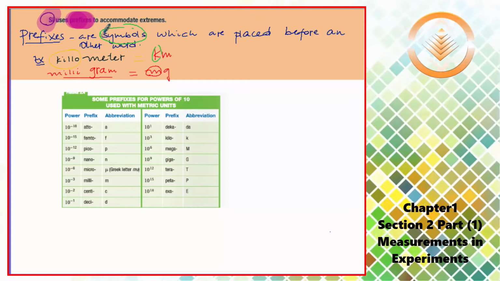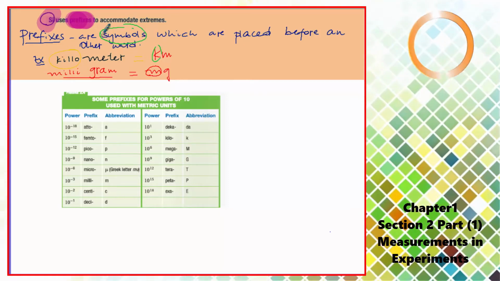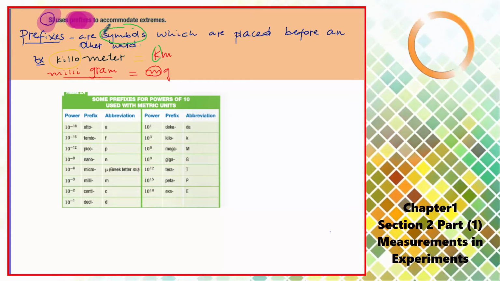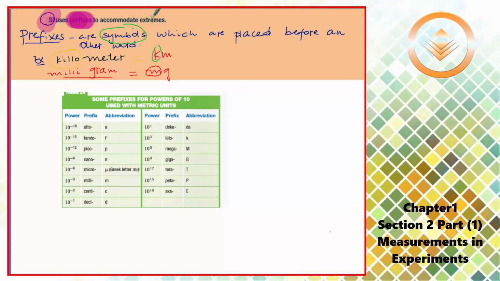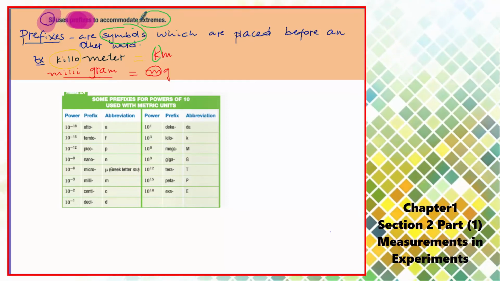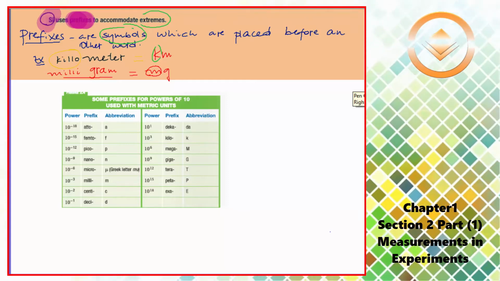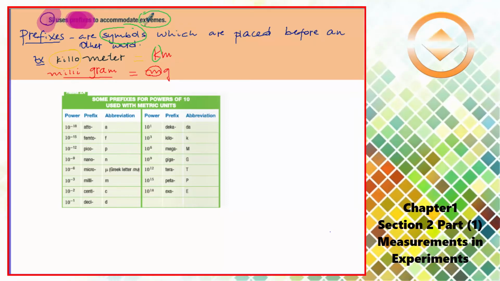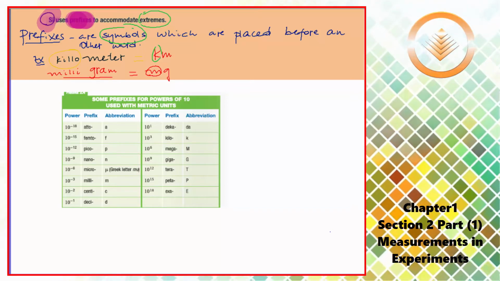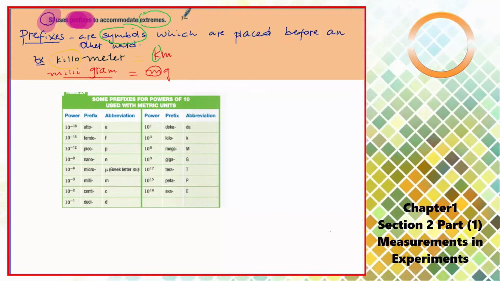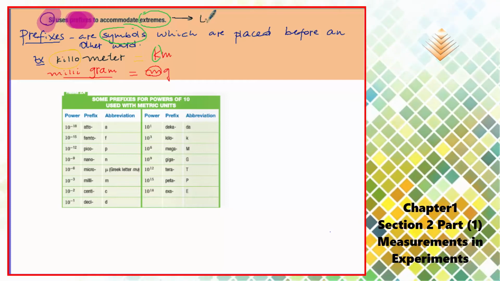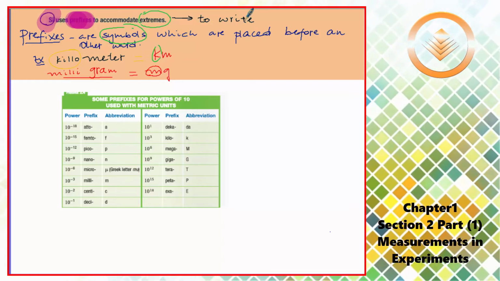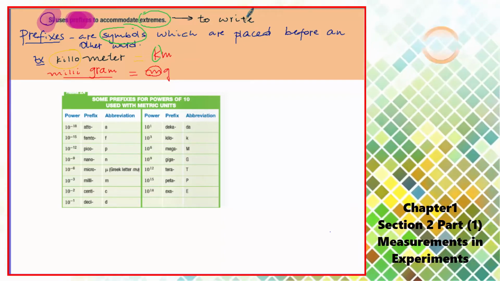And here, why are we using prefixes? Why do scientists use prefixes? Prefixes are used to accommodate extreme values. When you say extremes, for example, if the number is too big or too small, we can rewrite it by a word or a symbol called a prefix. So prefixes are used to write extremes. When you say extremes, we mean either a very big number or a very small number.